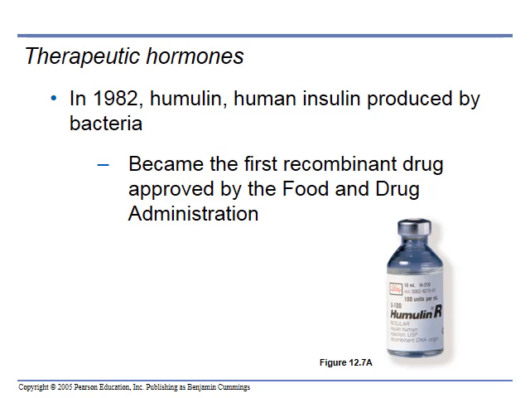Okay. Therapeutic hormones. In 1982, Humulin, which is human insulin produced by bacteria, became the first recombinant drug approved by the Food and Drug Administration. So again, this one is the human insulin, not the cow insulin or the pig insulin or whatever they were using before. This one's human, so less side effects, easier to make, and obviously it's been around for a long time.